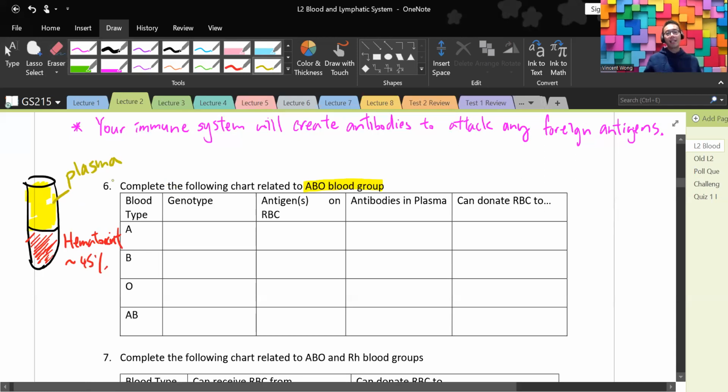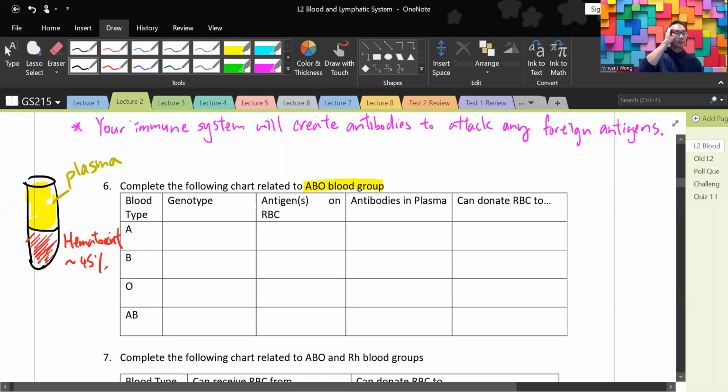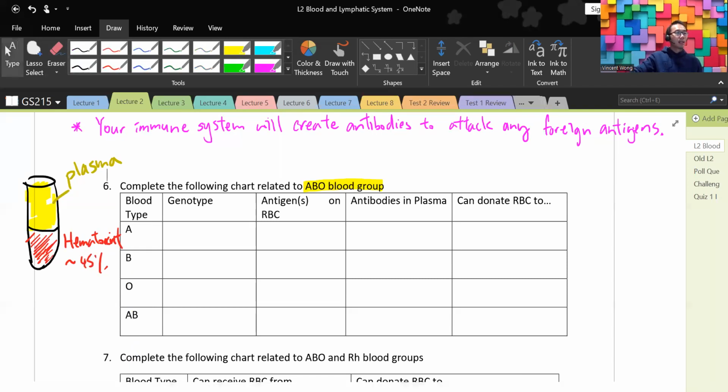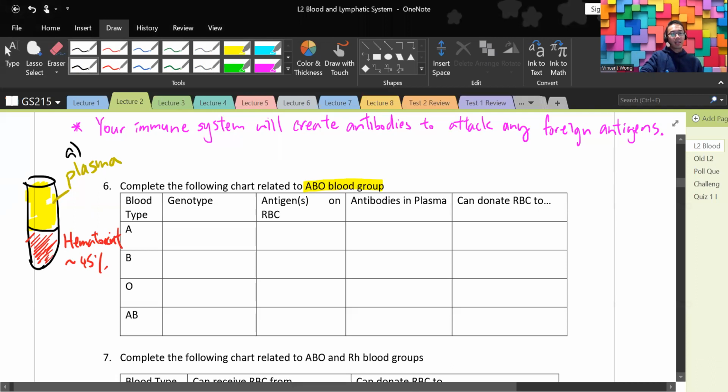So where do we find the antibodies? Do we find it in the plasma, or do we find it in the hematocrit? Where do we find the antibodies? All right, let's do a vote. Let's see what people think. If you think the antibodies are in the plasma, please choose A. If you think it's in the hematocrit, please choose B. I'm asking you, where do you find the antibodies?